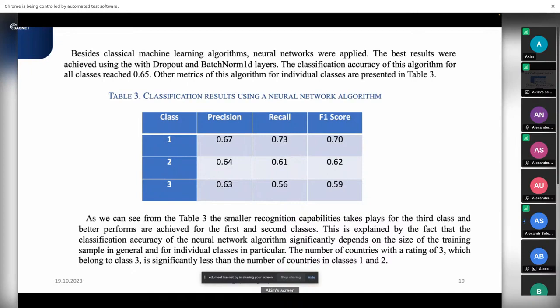Each row represents each class of our train and test data. As we can see from the table, we got a model that performs almost 2 times better than random guessing, because if we randomly choose the class for a sample, we get a probability of 0.33, and our model shows 0.67, 0.64, and 0.63 for the third class. Next slide, please.